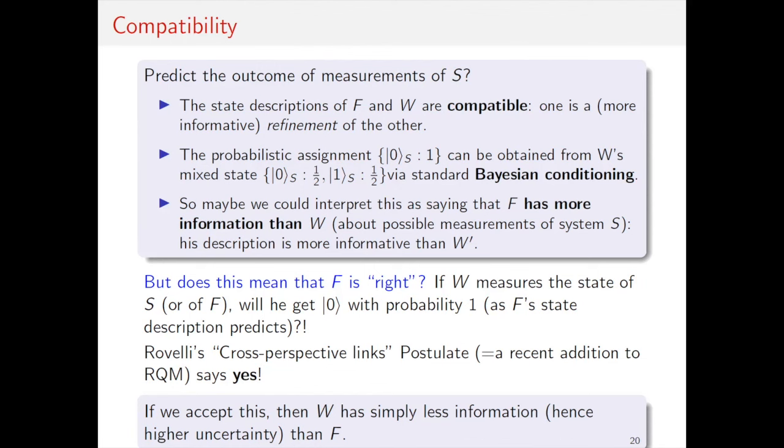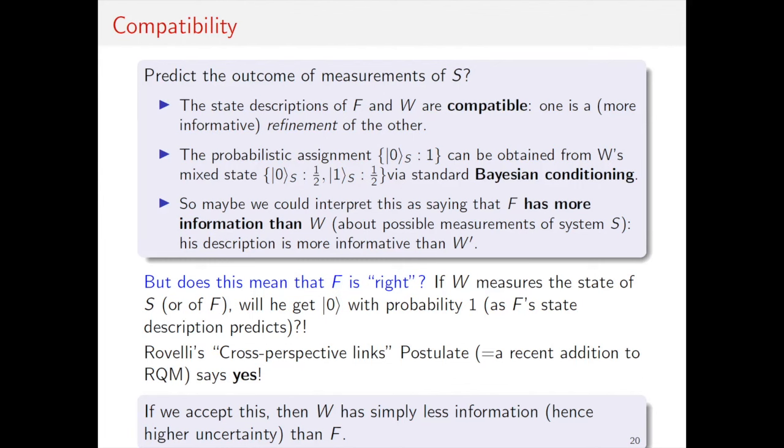And one can be obtained from the other one using standard Bayesian conditioning. So maybe we can interpret it as saying that the friend inside has just more information than Wigner outside, and his description is more informative than that of Wigner's. So does that mean that F is right?